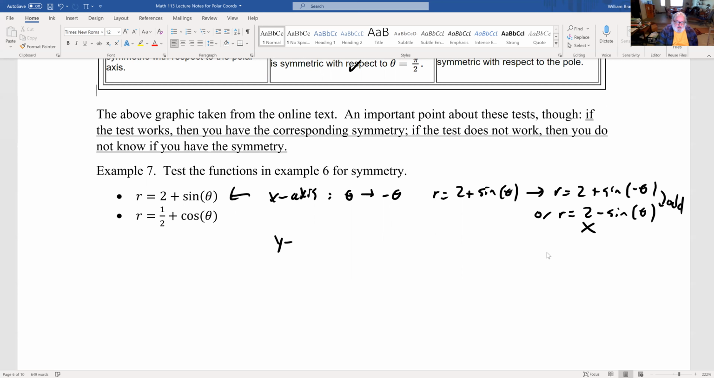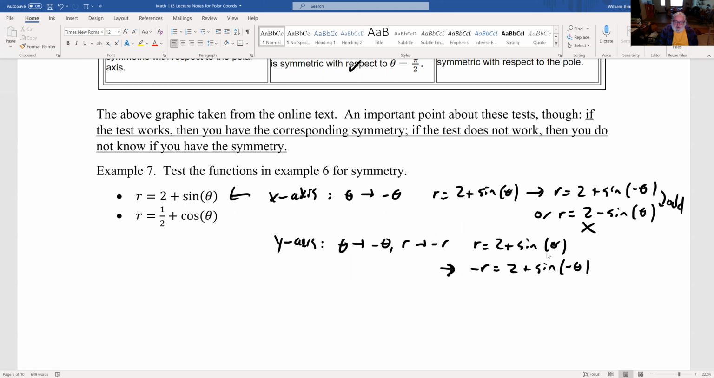Is it symmetric about the y-axis? Replace theta by minus theta, r by minus r. So that means we take r equals 2 plus sine theta, and we make it into minus r equals 2 plus sine of minus theta, or minus r equals 2 minus sine theta because it is odd. Or finally, r equals sine theta minus 2, which we do by multiplying both sides by minus 1, and that's not the same equation, so that didn't work.